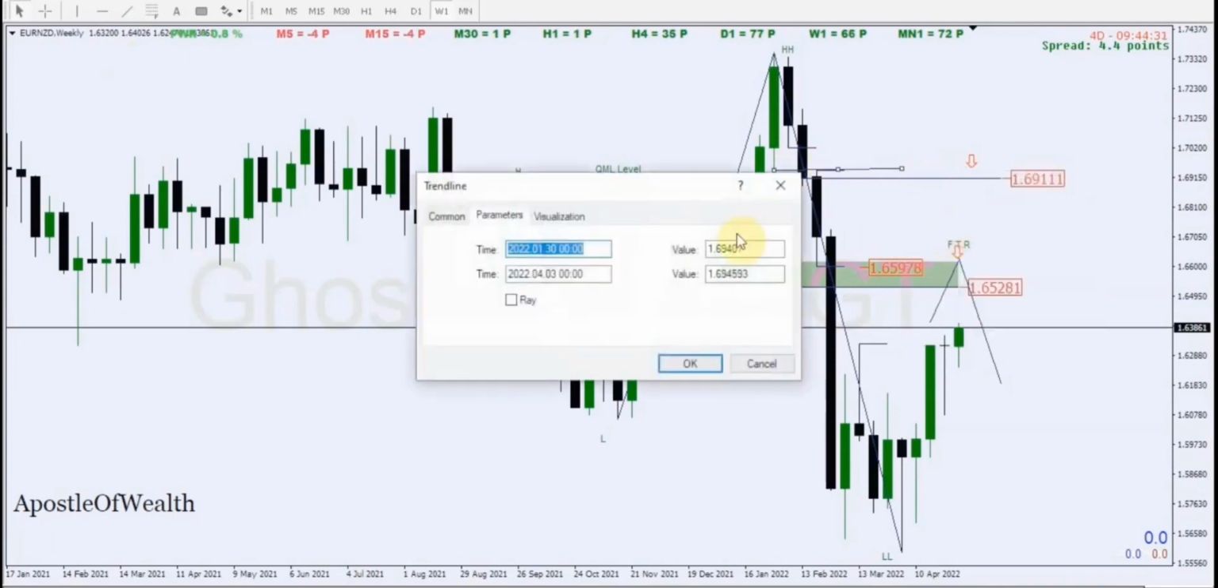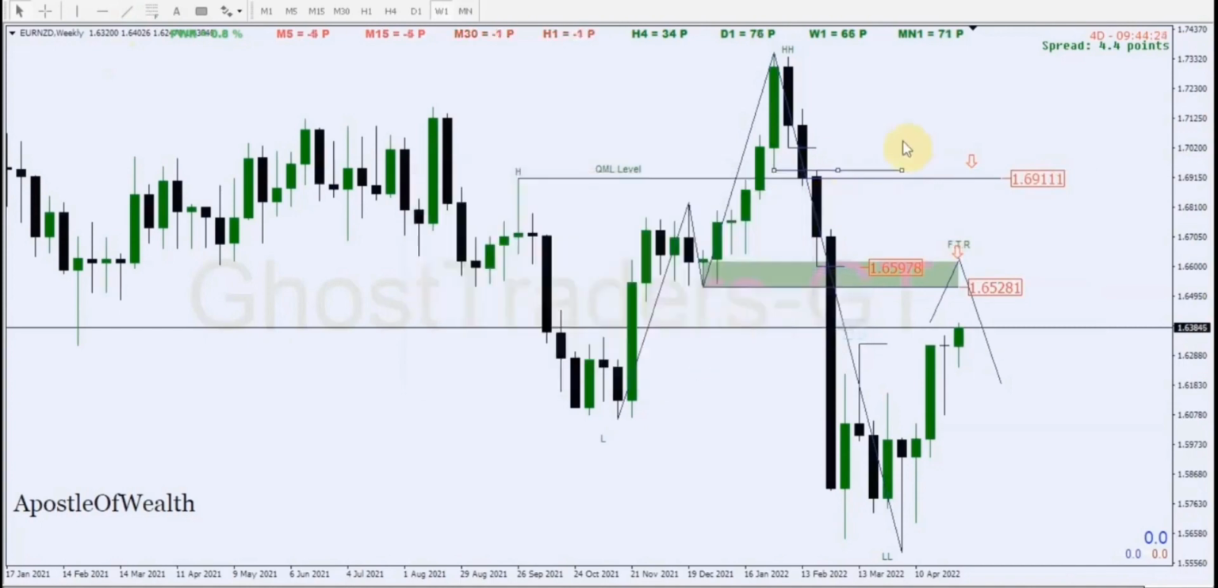So we have an order block at this level here. This is one of the reasons I say only focus on QML that lines up with an order block, because they have high probability. So I believe we're gonna see a pullback after that, and price gets to this level here.